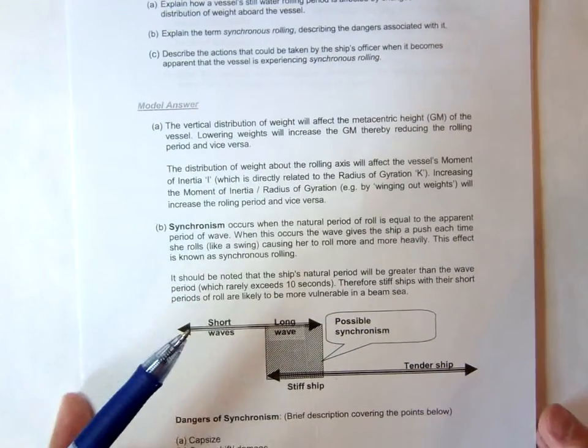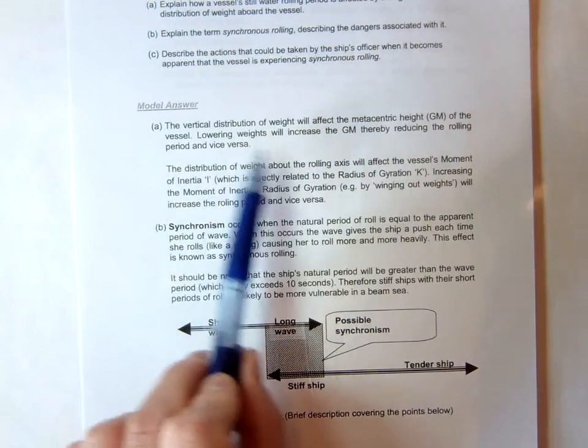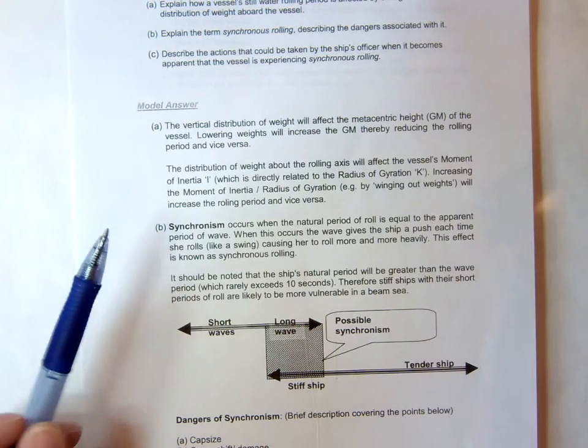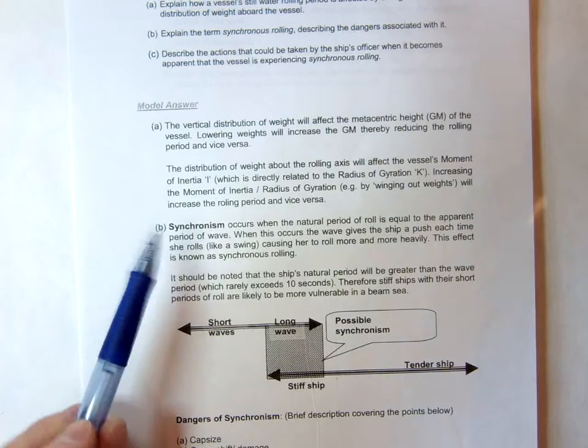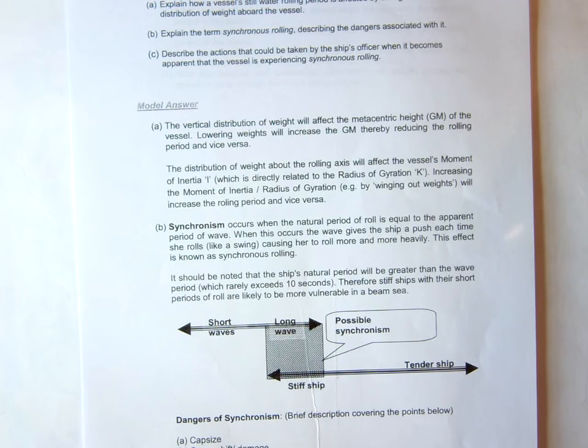But when we look at what's written here, the vertical distribution of weight will affect the GM. Lowering the weights will increase the GM, reducing the rolling period. And then the distribution of weight about the rolling axis will affect the vessel's moment of inertia. And the moment of inertia is increased by winging out the weights.